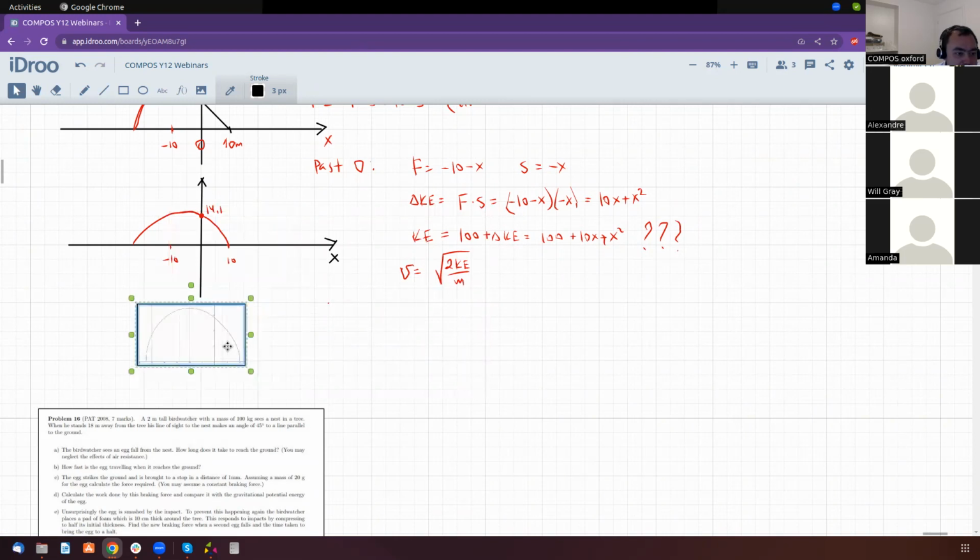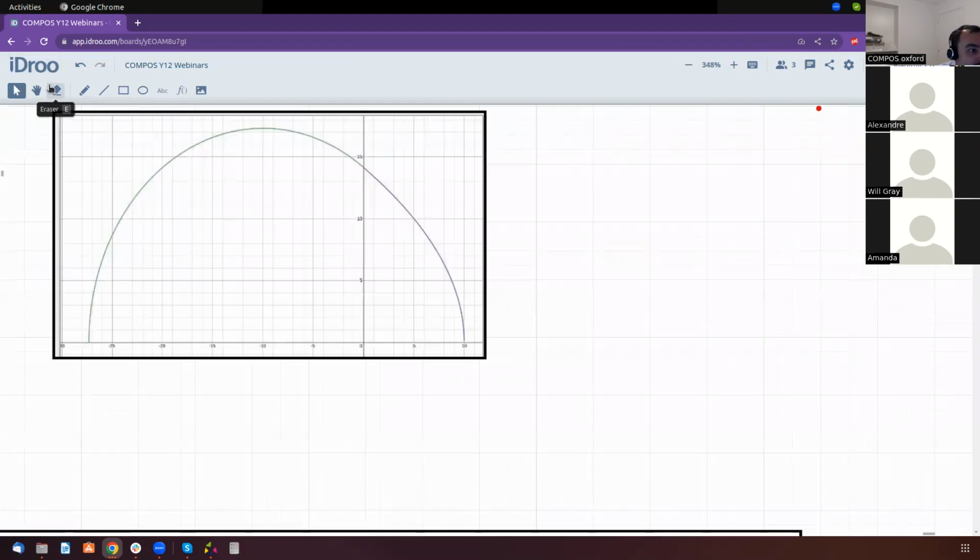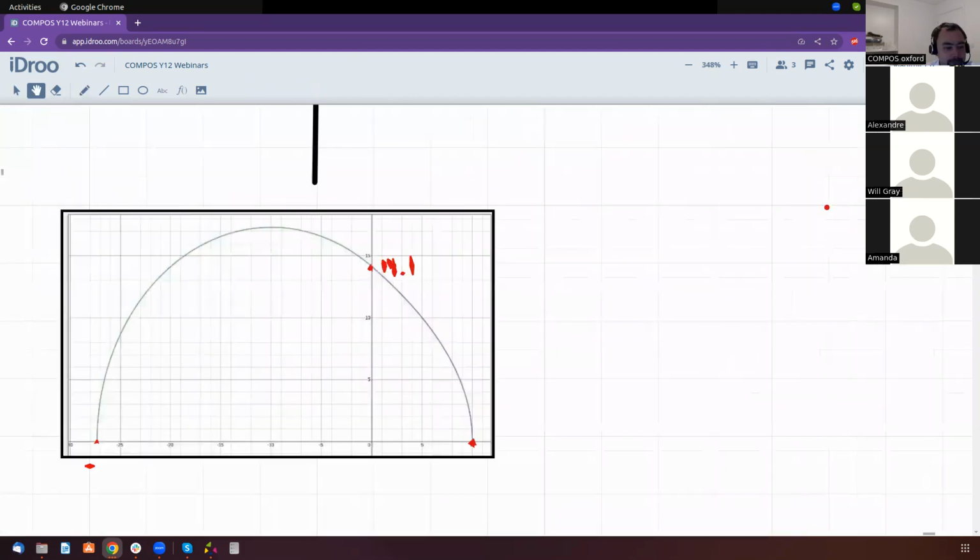Yeah, so this is how it's going to look. You can see that it stops at minus 26 point something, 27 point something. And there's 14.1. That's the top speed. Then the speed here is 0. That's the initial speed. Okay.